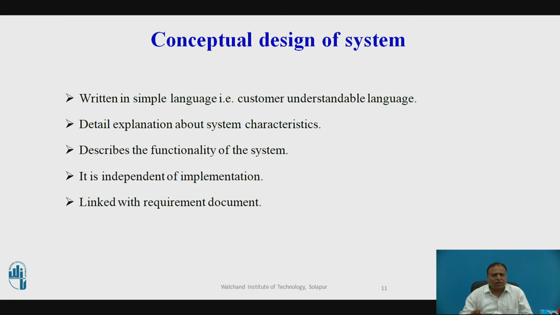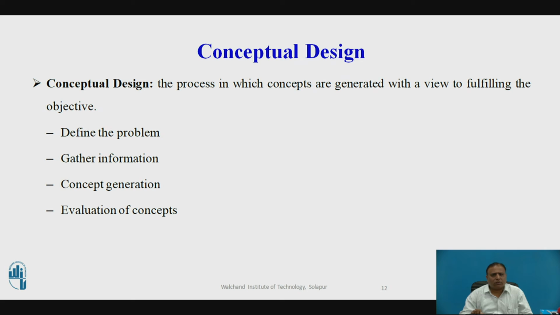Conceptual design of a system. So in conceptual design of a system, the following activities are carried out: it is written in a simple language that is communicative and customer understandable, with a detailed explanation of the system characteristics, and it describes the functionality of the system. It is independent of implementation and linked with the required document. So conceptual design is the process in which concepts are generated with a view to fulfilling the objective.